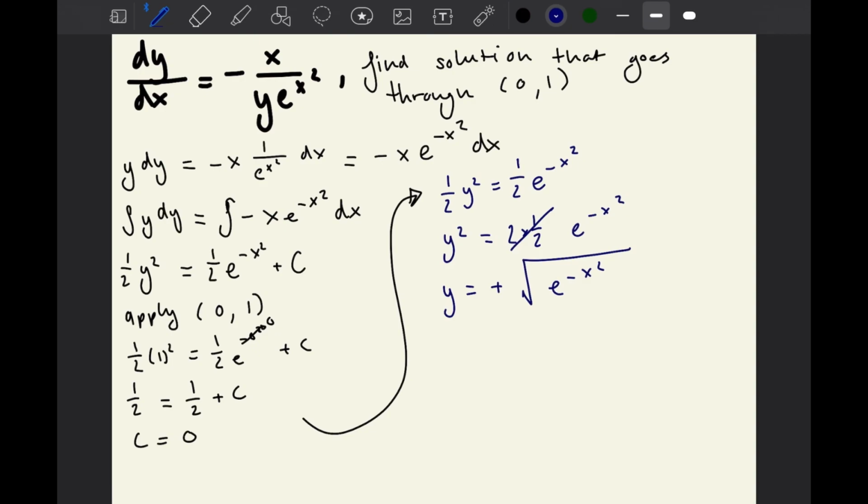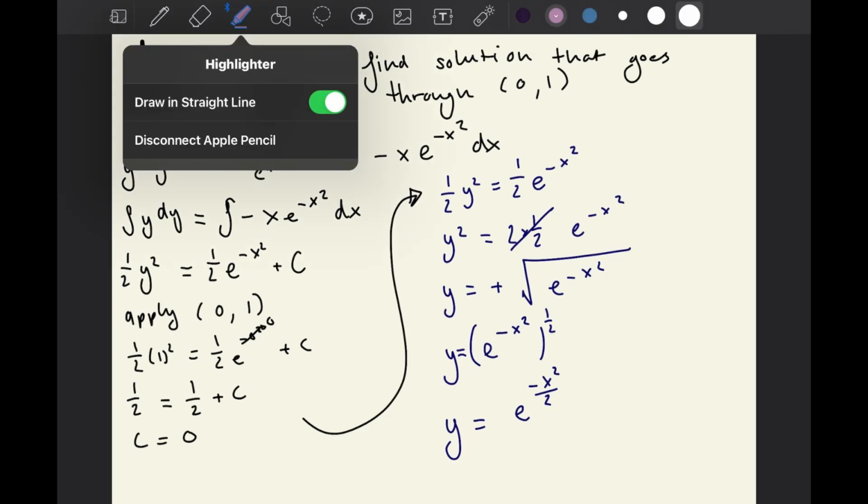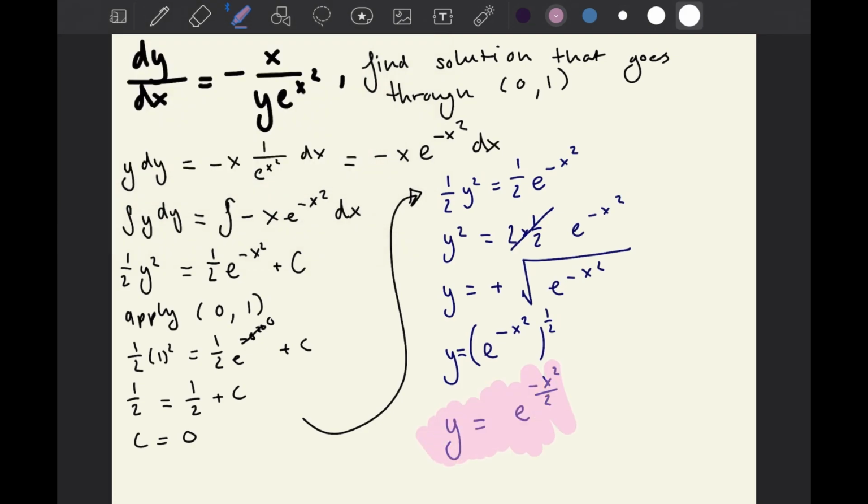And this can then be simplified to y is equal to e to the power of negative x squared, to the power of 1/2, since a square root is just to the power of 1/2. And then, once again with some exponent rules, this can further be simplified to y is equal to e to the power of negative x squared over 2. We just multiply 1/2 times negative x squared. So this is going to be our final answer. And in this case, c was 0.